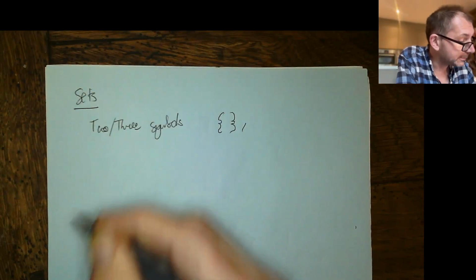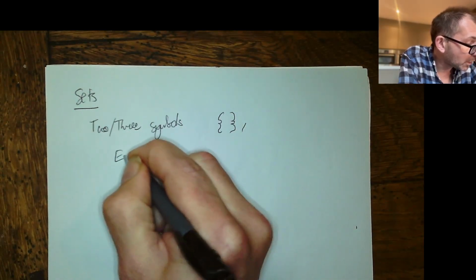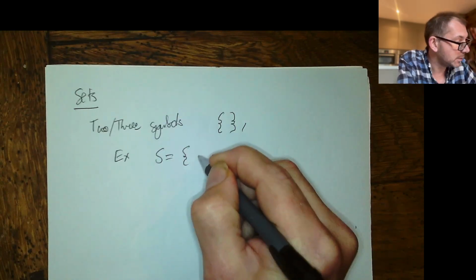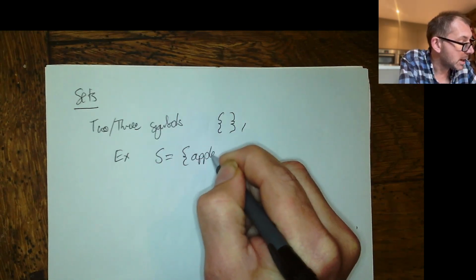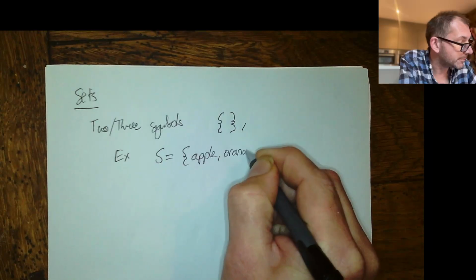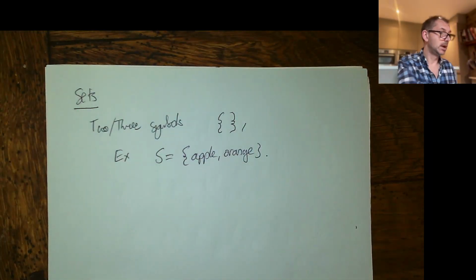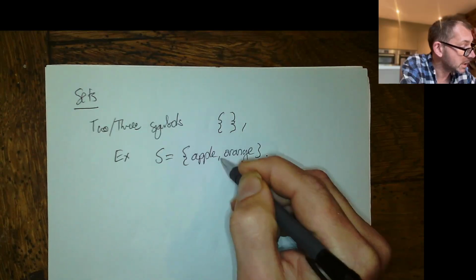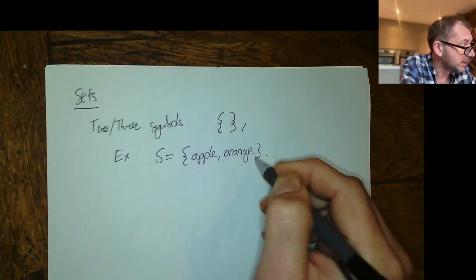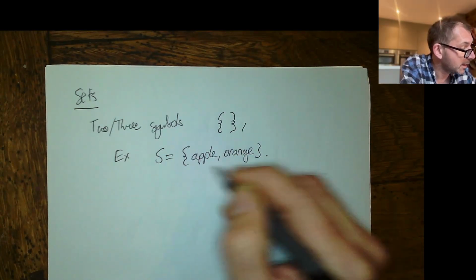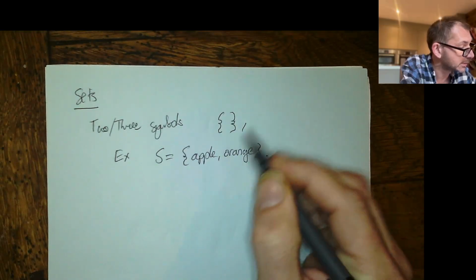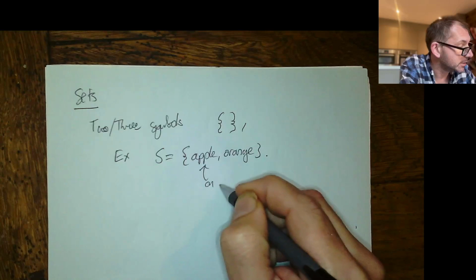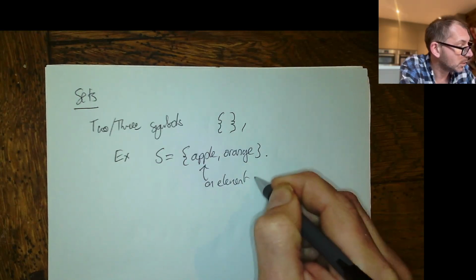Let's have an example. Let me set S to be equal to the following set. It's going to be apple and orange. That's a set. We separate the elements in the set with the comma, and the open and closed brackets tell us where the set starts and finishes. So this is an element of the set.